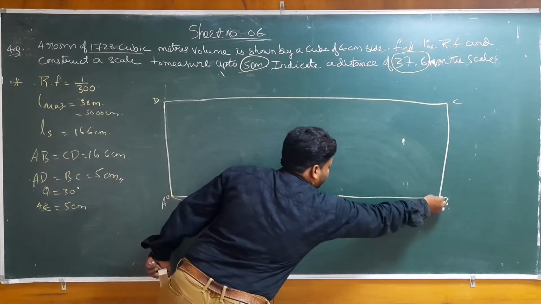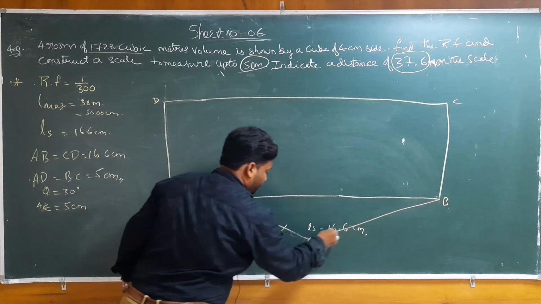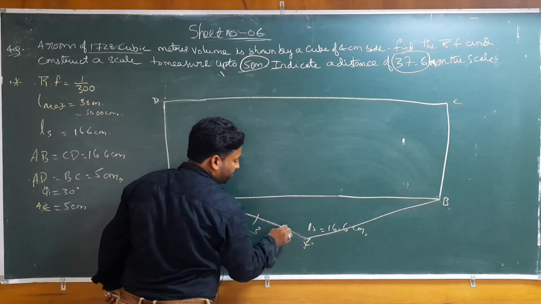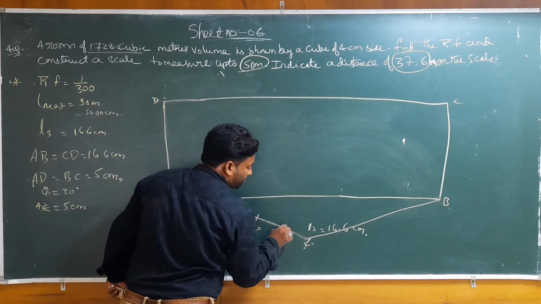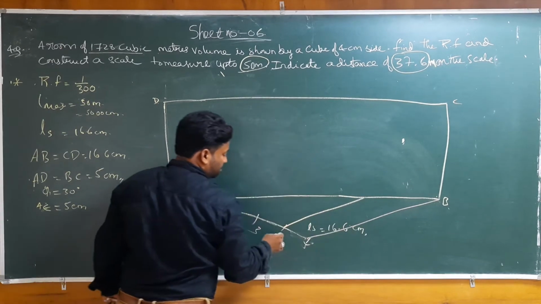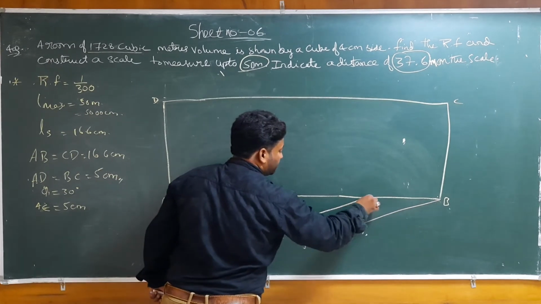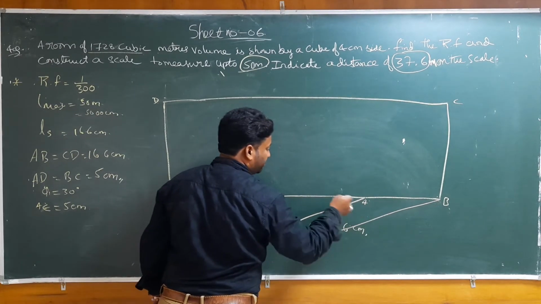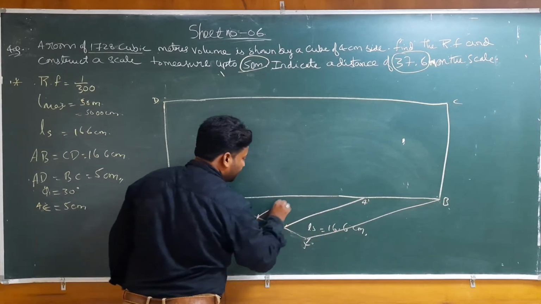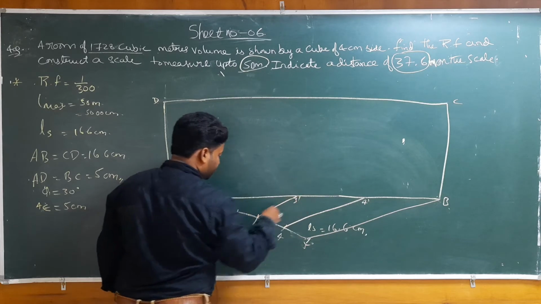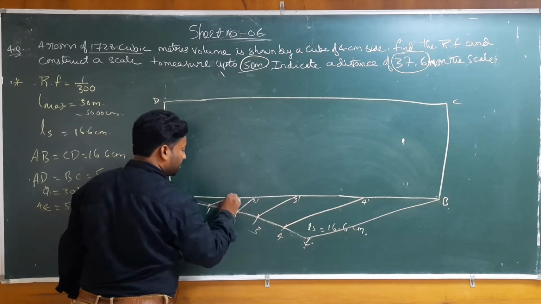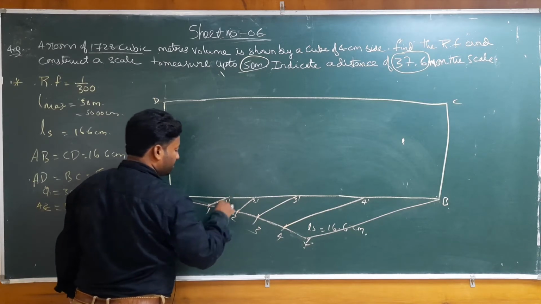I will join 5 to B, and I will draw a parallel line from 4 to 4 complement, and these two lines should be parallel, that is, 5 to B should be parallel to 4 complement. Now again a parallel line from 3 to 3 complement, again a parallel line from 2 to 2 complement, and again one more parallel line, that is 1 to 1 complement.